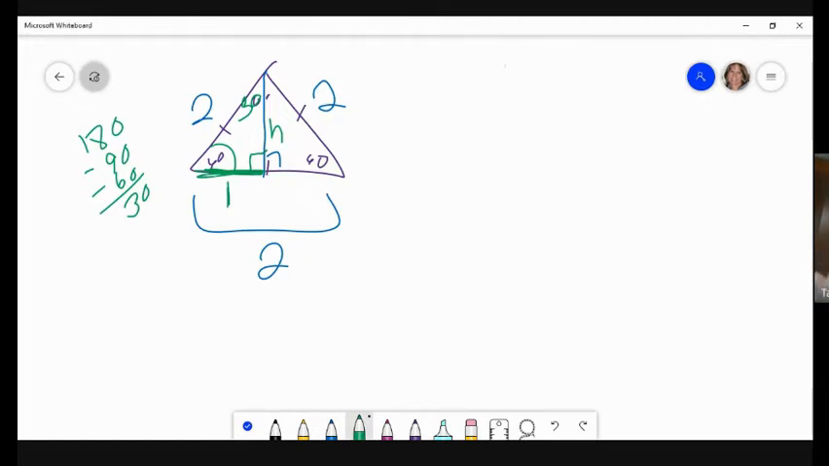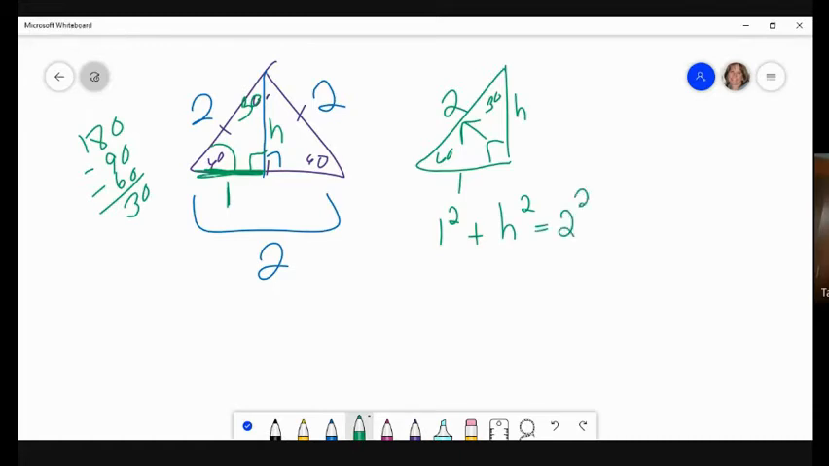So if I want to find the height of my triangle, let's separate out this triangle, and there's the height. My hypotenuse is 2, and this leg down here is 1. And I can use the Pythagorean theorem to solve. So I'd have 1 squared plus my height squared equal to 2 squared, which is my hypotenuse. All right, so 1 squared is 1. 2 squared is 4. We'll subtract 1.